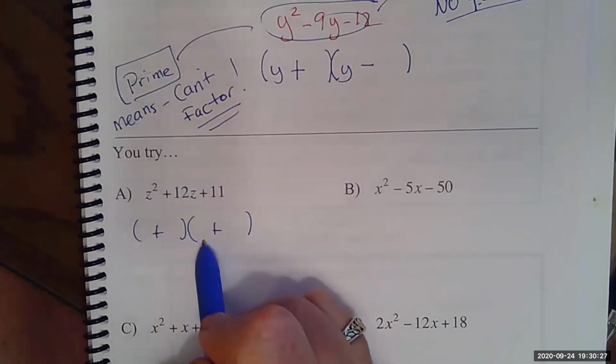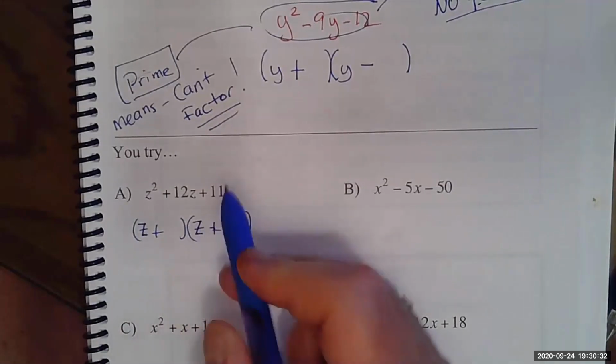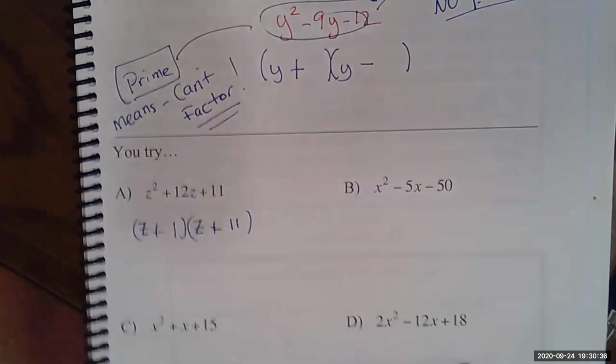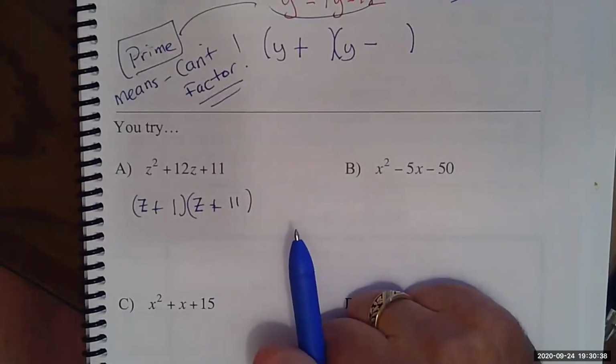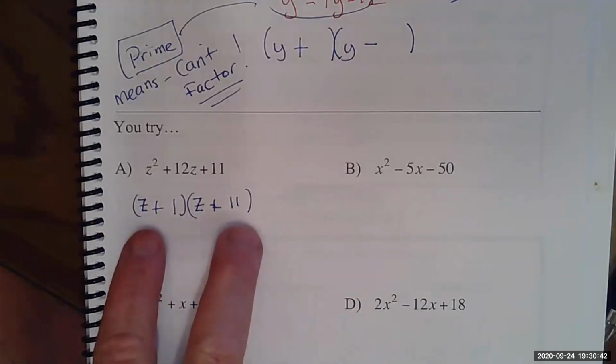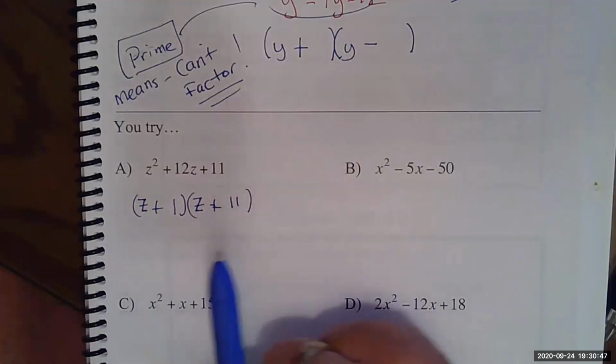Plus plus is plus plus. Okay, then what, Jeff? Put a Z here and a Z there. Sure. Yeah, there's only one choice. Hey, look at that. 11 and 1. It works. 11 plus 1 is 12. Inner, outer. Z, 11Z is 12Z. See, if I want an inner, outer, it combines to the middle term every time.